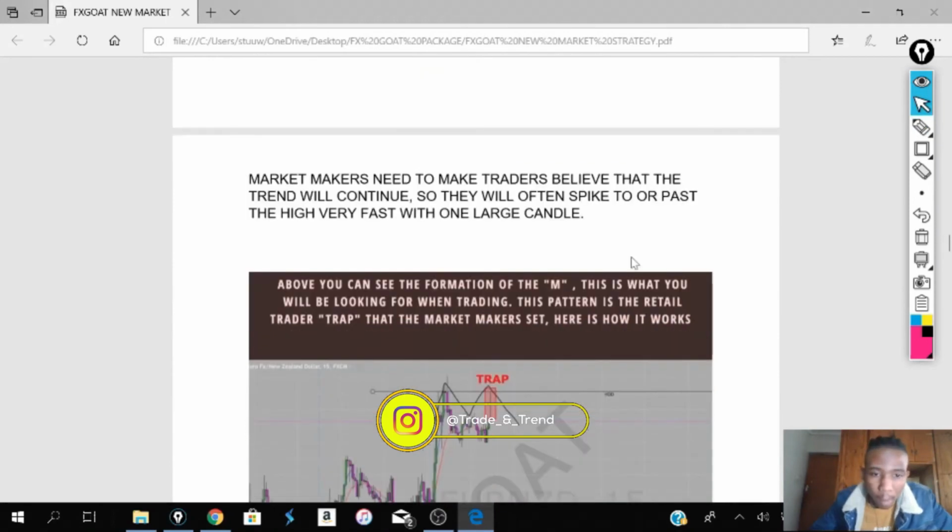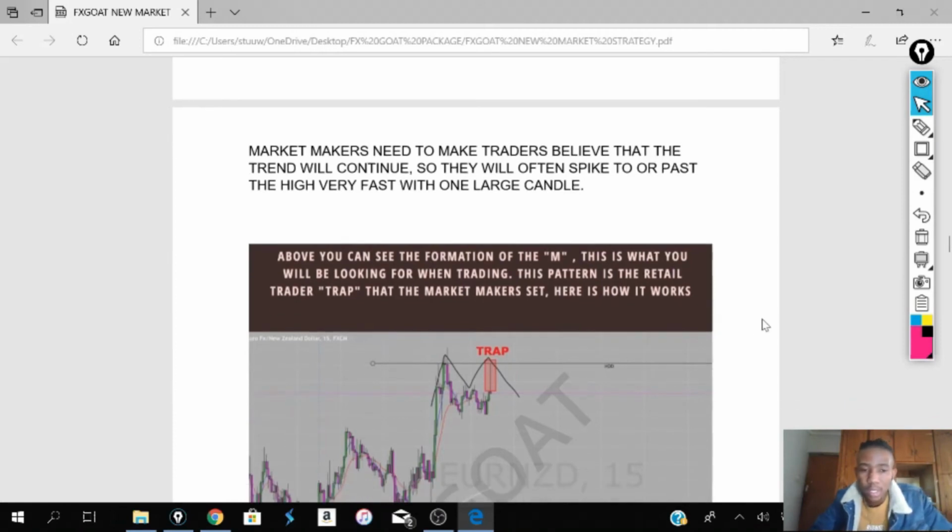Okay. Market makers need to make traders believe that the trend will continue. So they will often spike to or past the high very fast with one large candle. Okay. I did teach you about this, about breakages and reversals. Every time we have a reversal, you always spot these things right here. We have an evening star, and then we have a bearish engulfing. Okay.